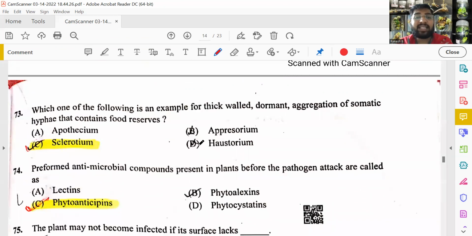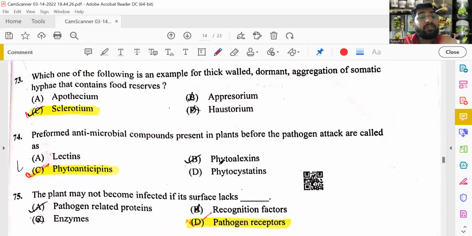Which one of the following is an example of a thick-walled dormant aggregation of somatic hyphae that contains food reserves? Apothecium and the others are reproductive parts. Sclerotium is the one having thick-walled hyphae. All the hyphae in the fungus become thick-walled and store food during dormant stages. If conditions are not favorable, it becomes a dormant stage, and that is called a sclerotium.